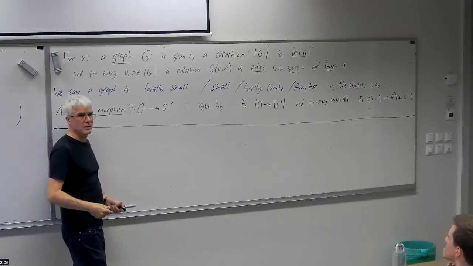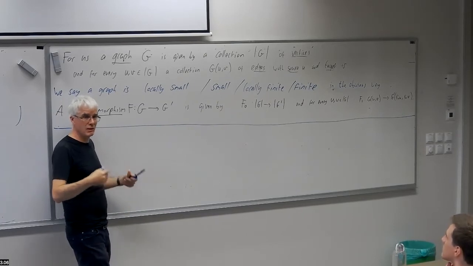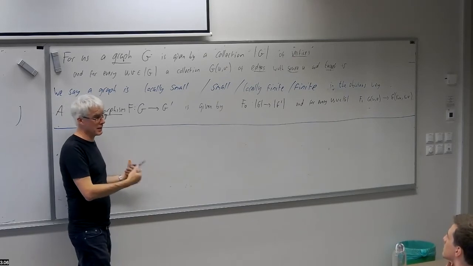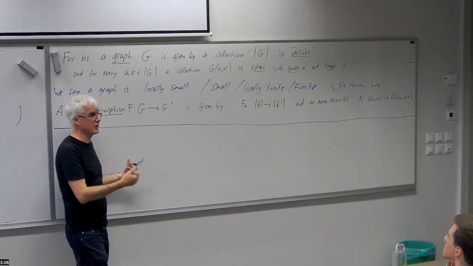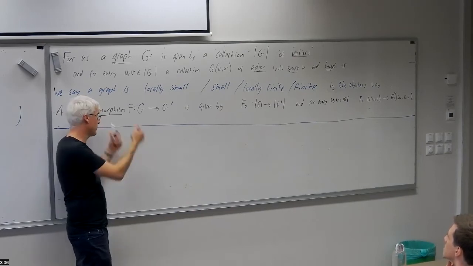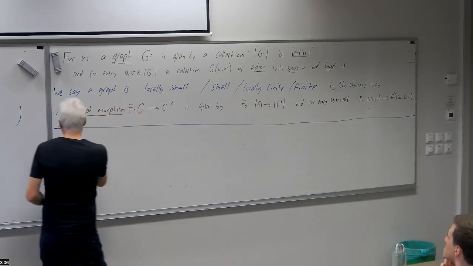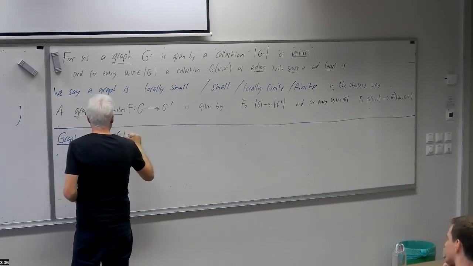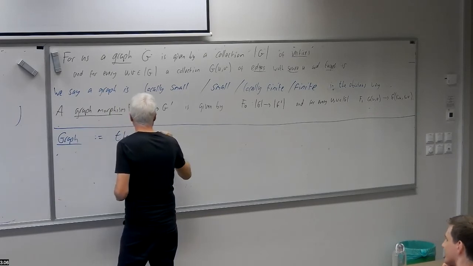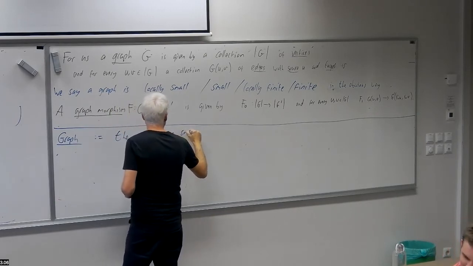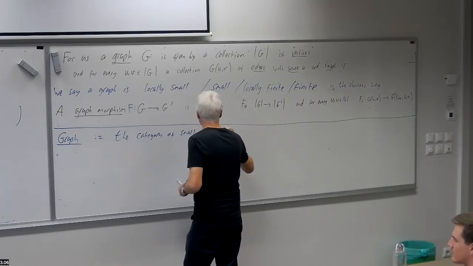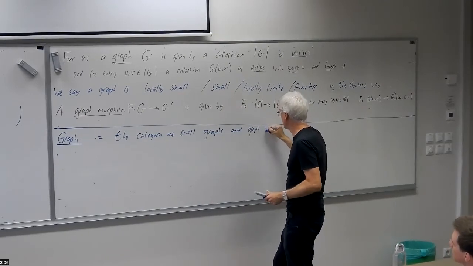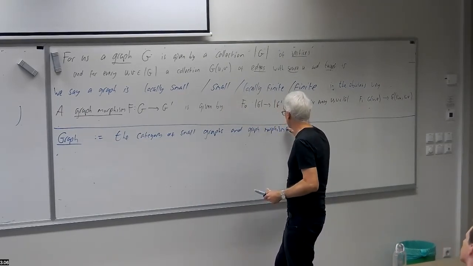So we have a forgetful functor from the category of categories. Well, we have to make a category, the category of small categories. We have a forgetful functor from the category of small categories to the category of small graphs and graph morphisms. So let me write graph here: we define the category of small graphs as objects and graph homomorphisms as morphisms.